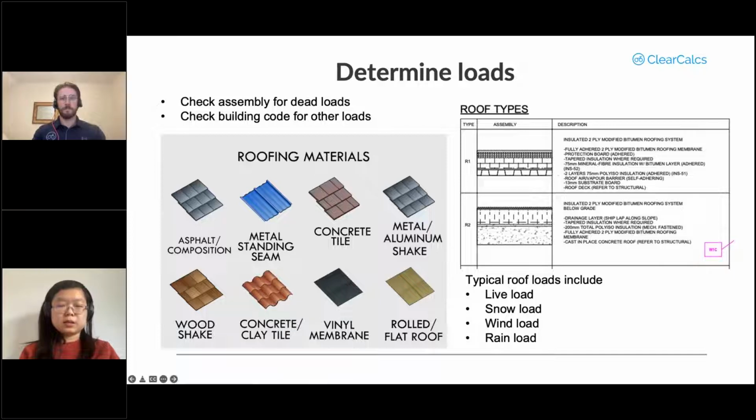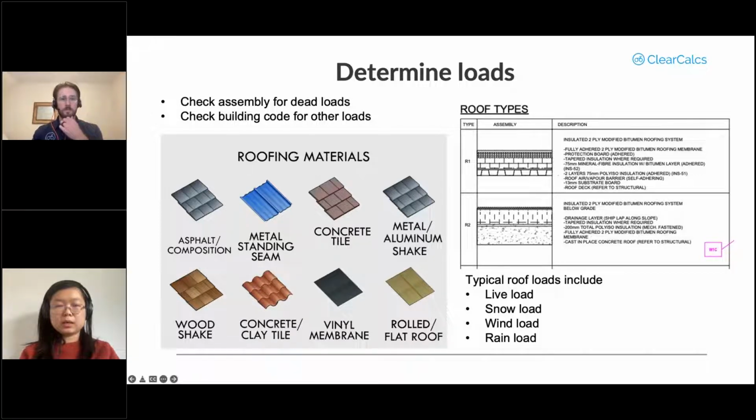And then other than dead loads, loads to be considered in roof design include live load, snow load, wind load, and rain load. And these come straight out of your local building code. I live in Canada, so we're always governed by snow load. There's like 8 feet of snow every winter on the roofs. And so my general load combination would include dead and snow. And we'll see how ClearCalcs handles roof calculations in our example.